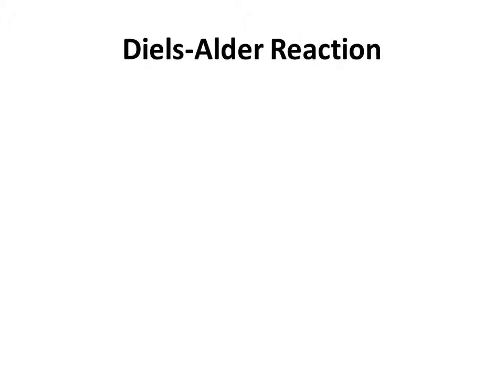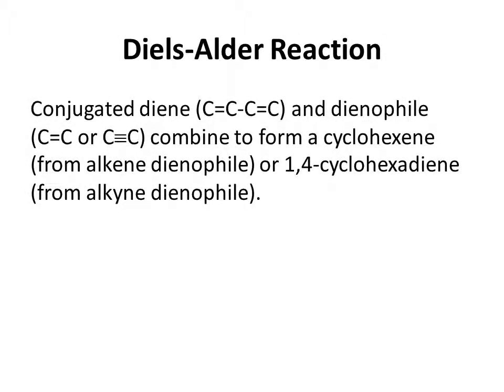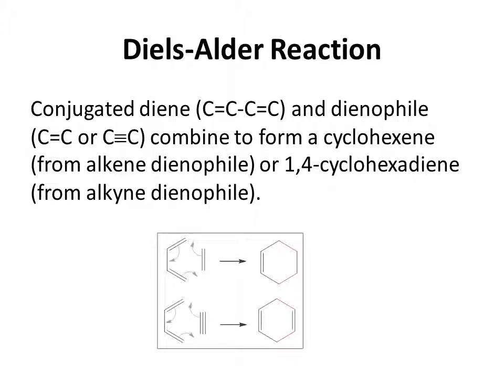In a Diels-Alder reaction, a conjugated diene, that is, pi sigma pi, and a dienophile, which is an alkene or alkyne, combine to form a cyclohexene from the alkene, or 1,4-cyclohexadiene from the alkyne. Note that the process occurs in a concerted manner, that is, all the electrons appear to flow simultaneously from one pi bond to the next.